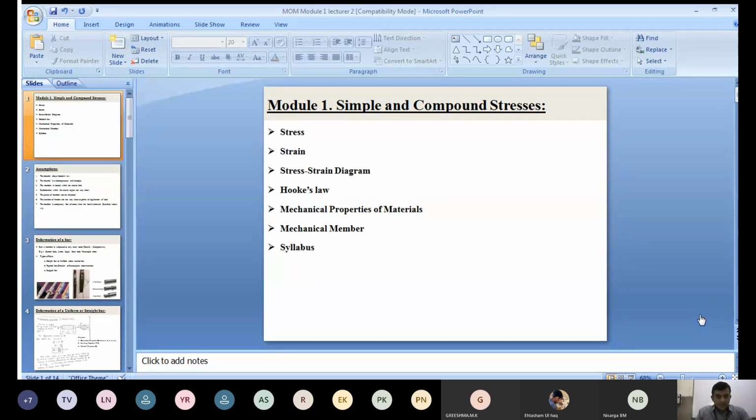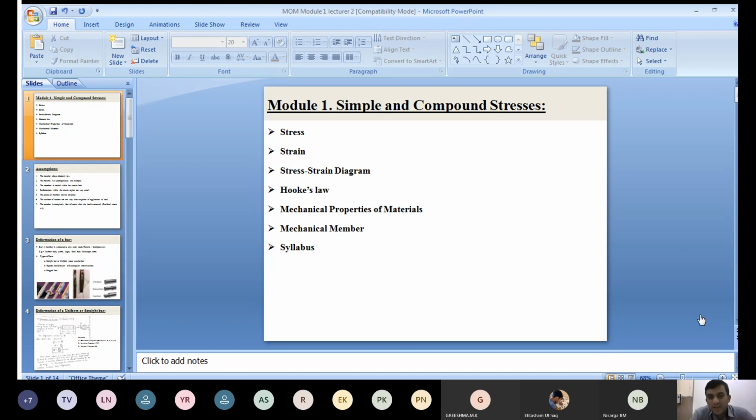Okay, now we start. Already we started our syllabus. Please mute yourself. If you have any questions, then unmute yourself and ask me the question. So module 1 is actually linear elastic, right? And the second topic is simple and compound stresses. Directly I will take the second topic here. Later I will come to that first topic.